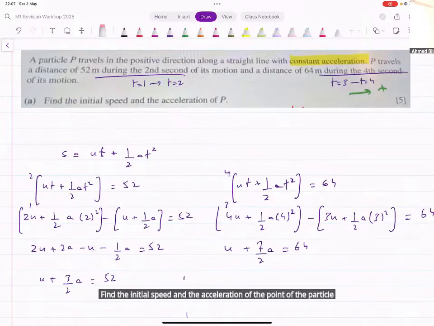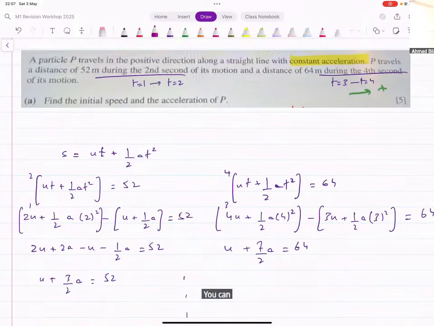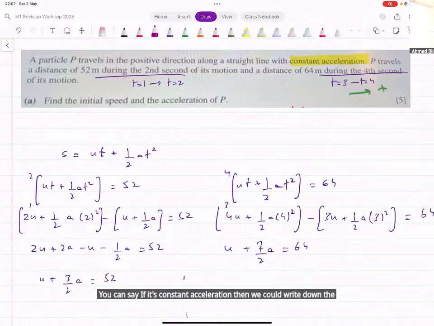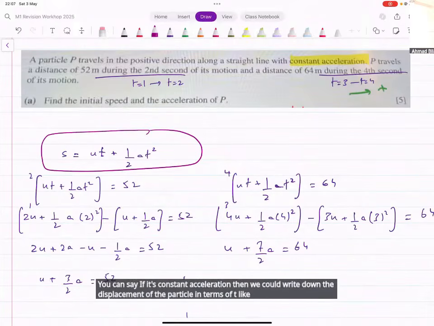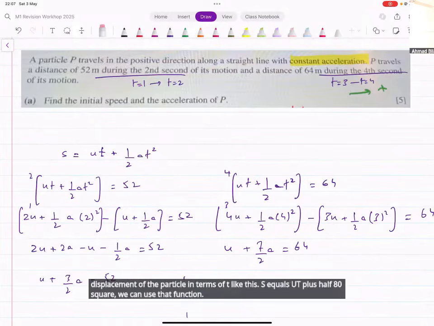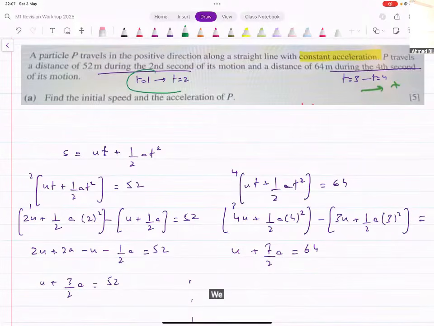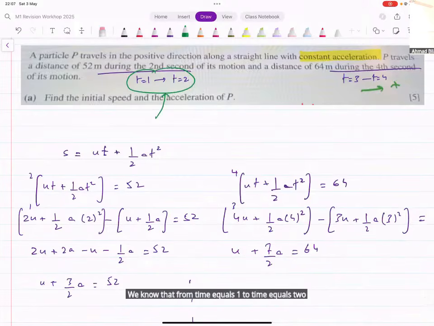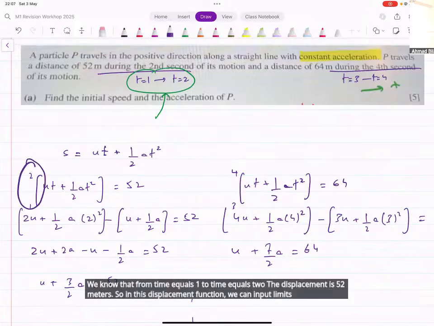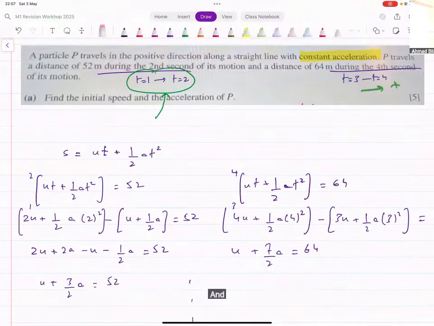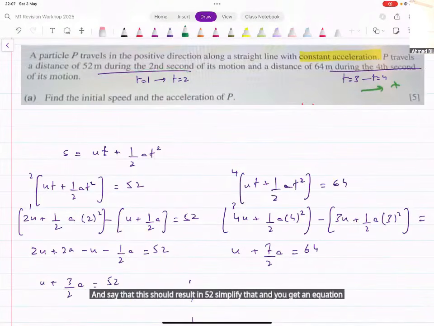How do you find that? If it's constant acceleration, then we can write down the displacement of the particle in terms of t like this: S equals ut plus half at square. We can use that function. Let's write down the displacement function in terms of t. We know that from time equals 1 to time equals 2, the displacement is 52 meters. So in this displacement function, we can input limits from 1 to 2 and say that this should result in 52. Simplify that and you get an equation in terms of u and a that looks like this.